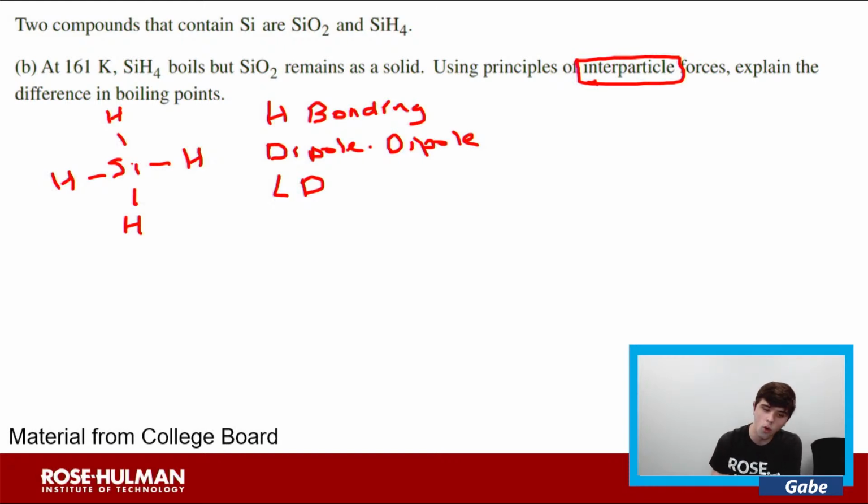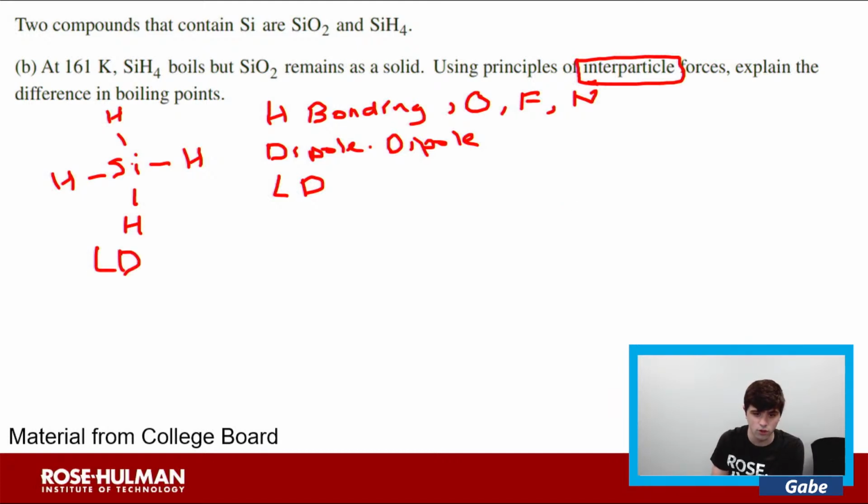We can see that it contains no hydrogen bonding, because for hydrogen bonding to occur, we need our hydrogen to be bonded with O, F, or N. As we see, there's no O, F, or N in the silicon compound, so we know that there's no hydrogen bonding. So the only interparticle forces in this compound are London dispersion.